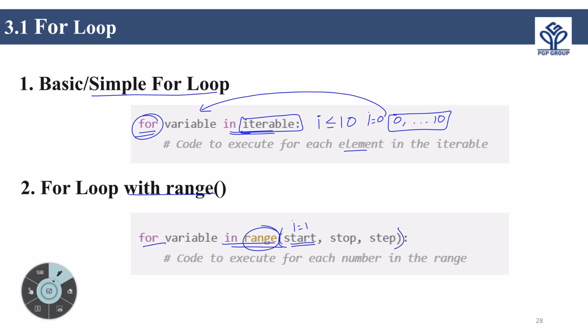Then the stop value, and the step. For example, with a step of 2 we are skipping: 2, 4, 6, 8, okay. So this is the syntax for the simple for loop and for the for loop with range. Clear?